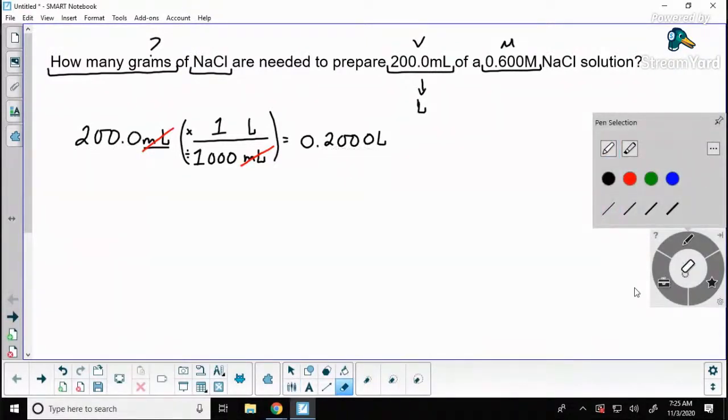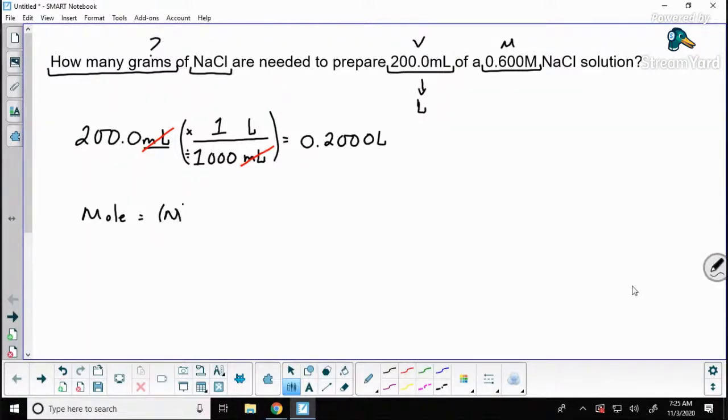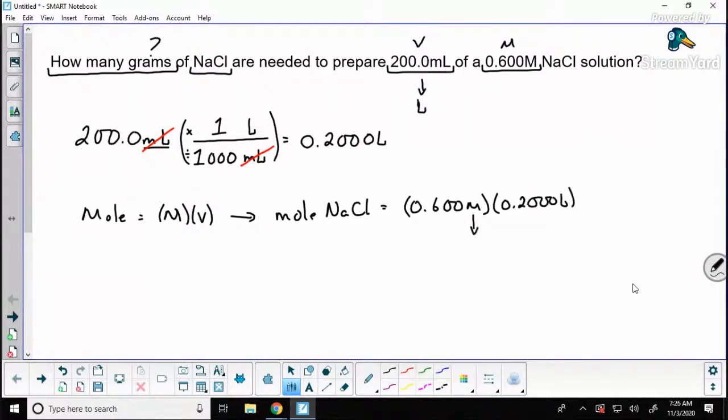So we have 0.2000 liters. Now that I have that volume, we can look back at this equation that moles equals our molarity times our volume in terms of liters. So that leads us to moles, in this case of NaCl, our solute, are going to equal the molarity of 0.600 molar times the volume of 0.2000 liters. And as far as units, remember that molarity really is units of moles per liter.